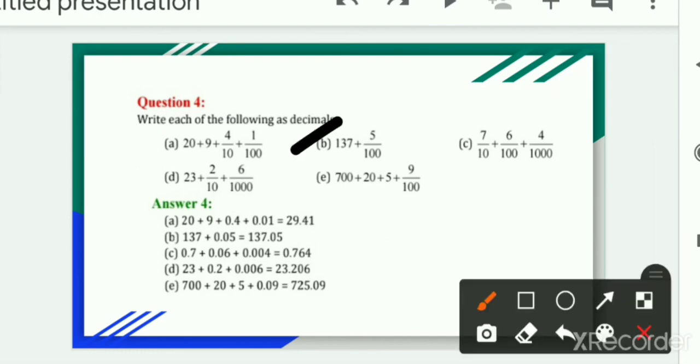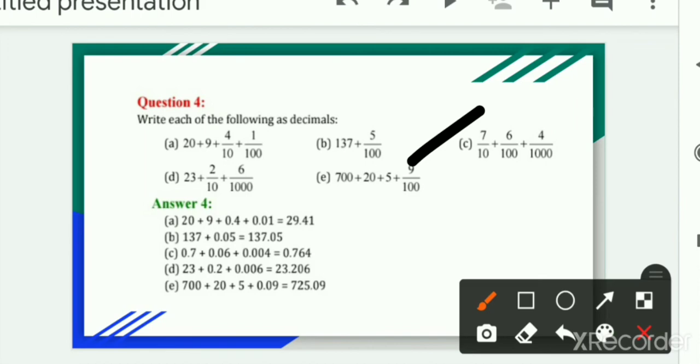Okay, now moving to the next question, we have 137 plus 5 by 100. When we divide, we will get 0.05. Now when we add 137 plus 0.05, when a number and a decimal are added, the number and the decimal point come directly. Okay, so we have 137.05 as the answer.